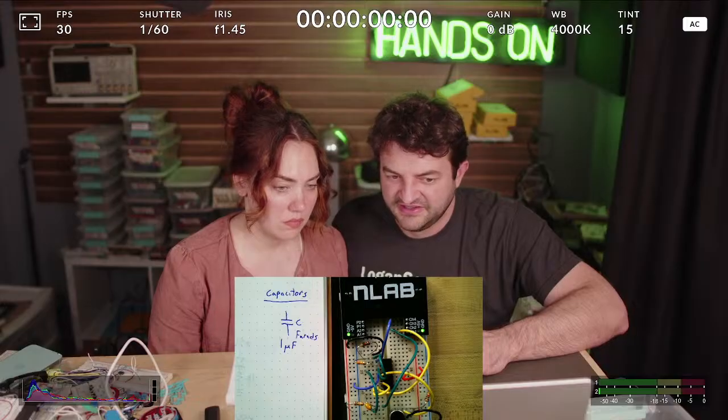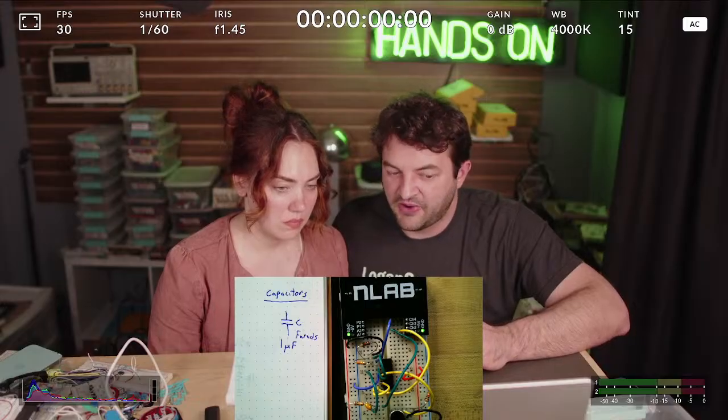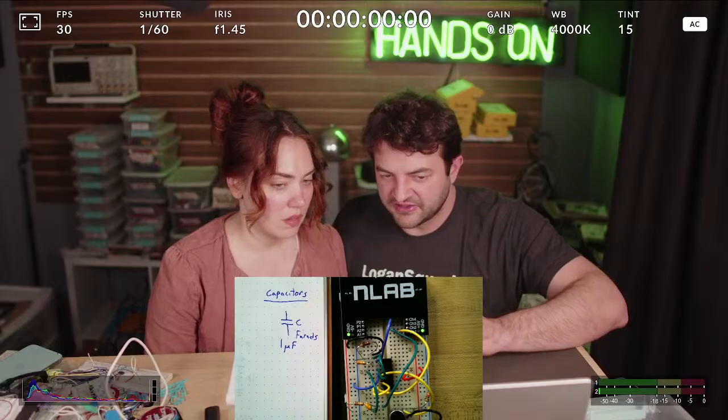Having something like more than that typically means you're doing power stuff. And in this case, we're building a little microphone circuit. We don't need to power things.